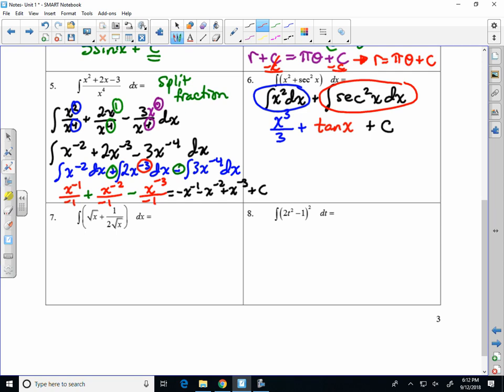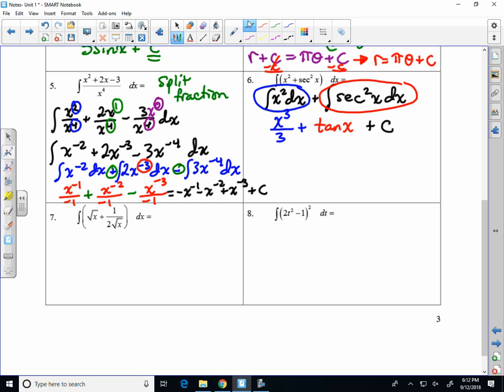Those would be the fact-based ones that I'd want you to know. But if I know that the derivative of tangent is secant squared, then whenever they ask me for the antiderivative of secant squared, I know it has to be tangent. So know your derivatives, and you'll, in turn, have a leg up on knowing your antiderivatives.